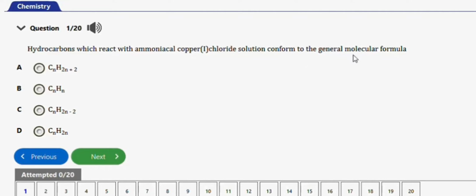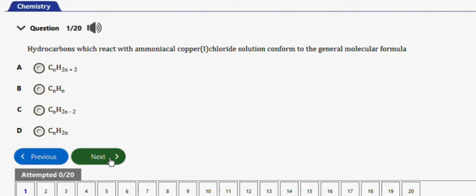to the general molecular formula. So the right answer will be this option C. This one is for alkynes. This general formula is for alkanes, option A. This option B, general formula, is for alkanes. So it's for this one. This alkyne, option C, is the general molecular formula of hydrocarbons that react with ammoniacal copper 1 chloride. So that's for this question.